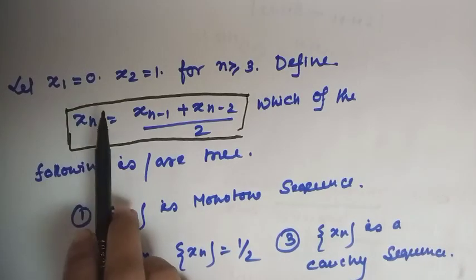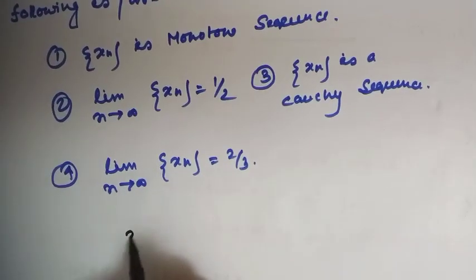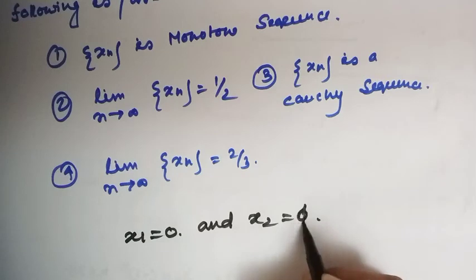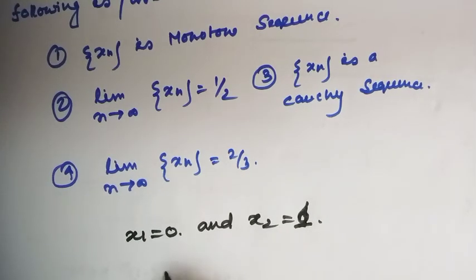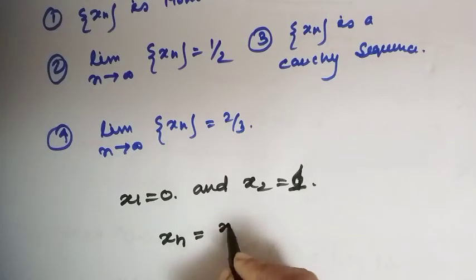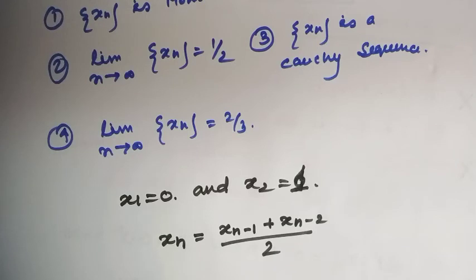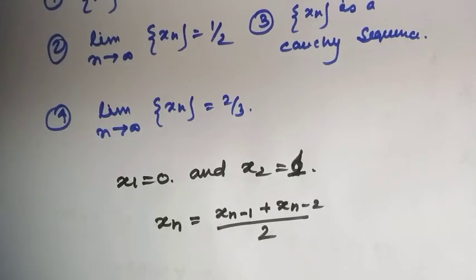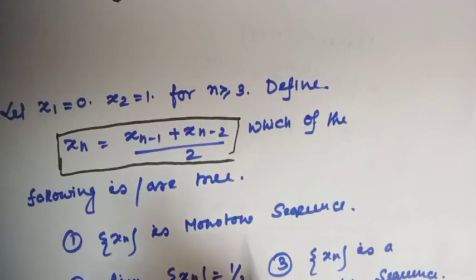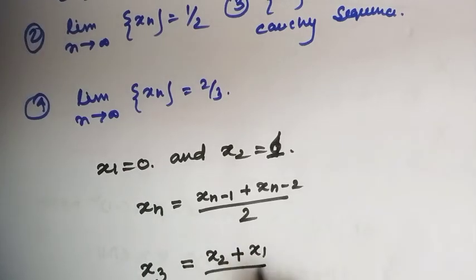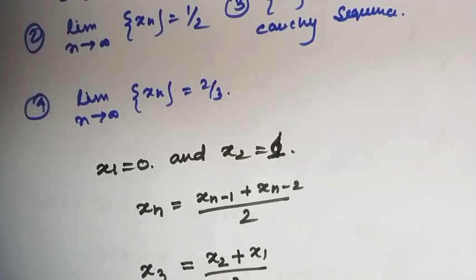Let's see, given x1 equal to 0 and x2 equal to, sorry, here not 0, here 1. And the recurrence relation is xn equal to xn minus 1 plus xn minus 2 over 2. Have you understood? Okay. If I put n equal to 3, because here it is given for n greater than or equal to 3, then I will get x3 equal to x2 plus x1 over 2. And this value will be half.